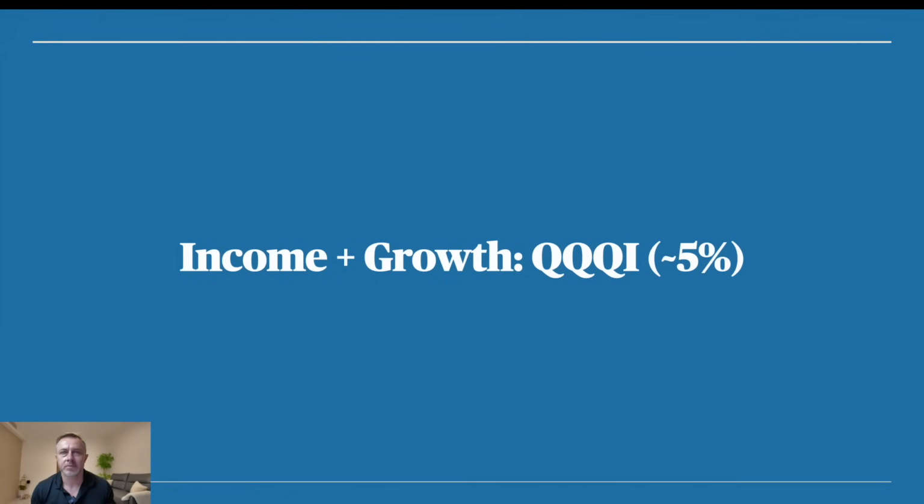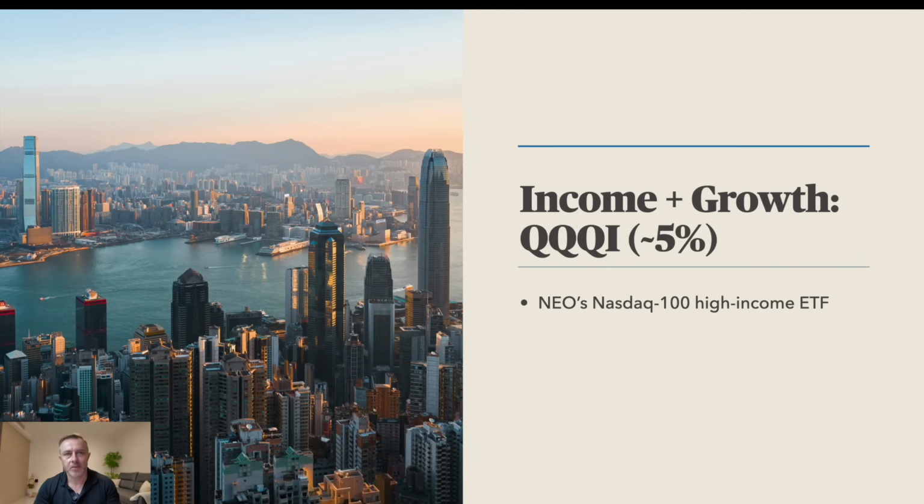Okay, so the next one I mentioned, QQQI. This is my income plus my growth. All right, so this one tends to go up and not stay flat, but it also pays money. This is 5% of my portfolio. Now, this one is from a company called NEOS. This is the NEOS NASDAQ 100 High Income ETF.